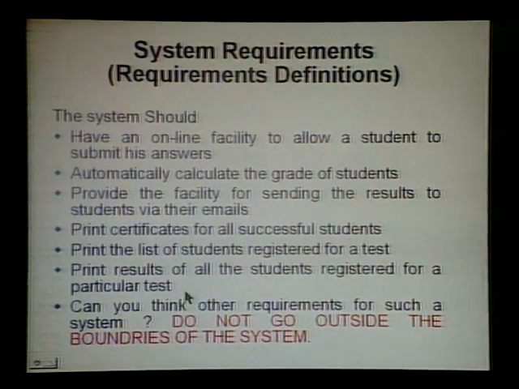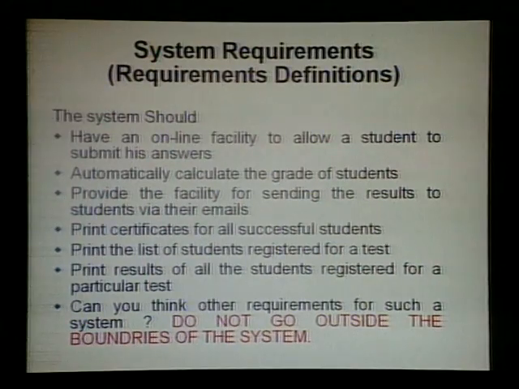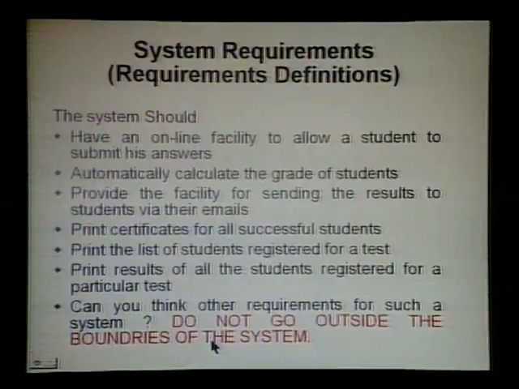Dear students, can you think of other requirements for such a system? Yes, the answer is there can be many other requirements for such a system which we may have overlooked. But we would recommend you not to go outside the boundaries of the system. This description is not complete in all respects and there are many information gaps. Nevertheless, it is a good starting point.